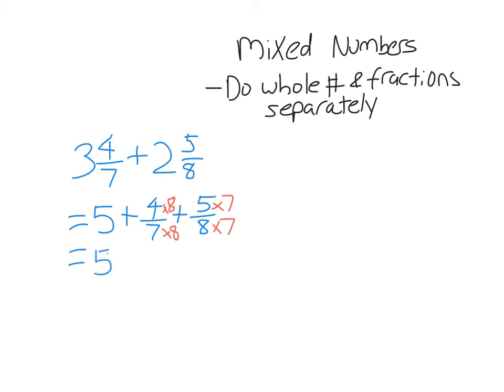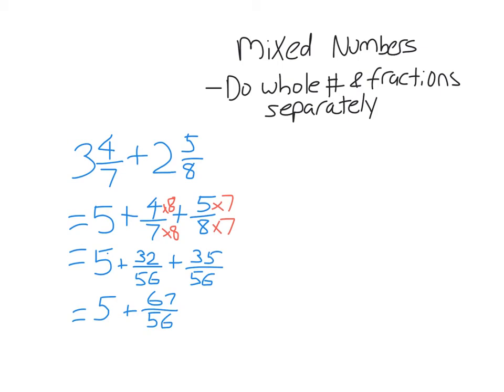So 4 over 7 is the same as 32 over 56. 4 times 8 gives 32. Then, of course, 7 times 8 gives 56. And for the second fraction, 5 times 7 is 35. 8 times 7 is 56. So now I'm just going to add together these two fractions. So I just add together the numerators. Once again, I'm leaving the 5 alone. So it's 5 plus 67 over 56.